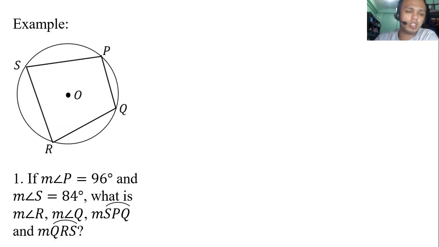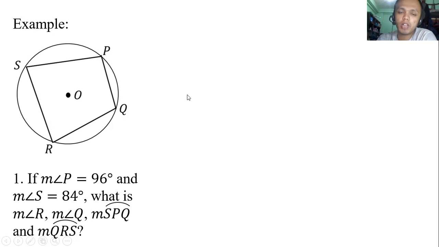Next. Here in this figure, now we have circle O, and then in circle O, quadrilateral SPQR is inscribed. Now, if measure of angle P natin is 96 degrees, ito yon, and your S is 84, what is your measure of angle R and measure of angle Q? Arc SPQ and arc QRS.